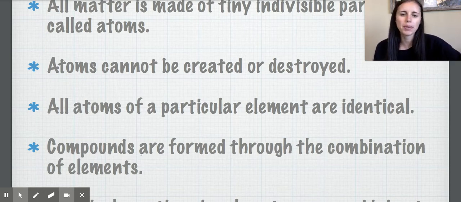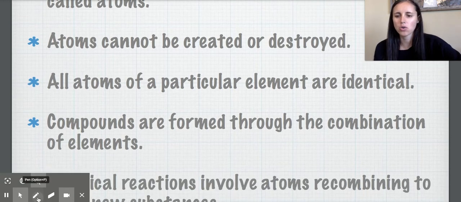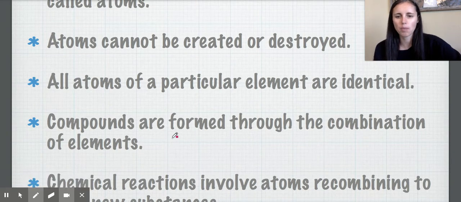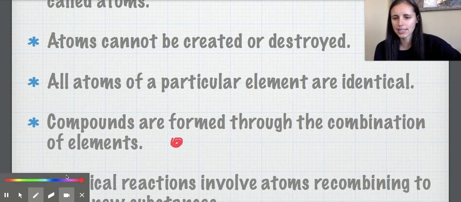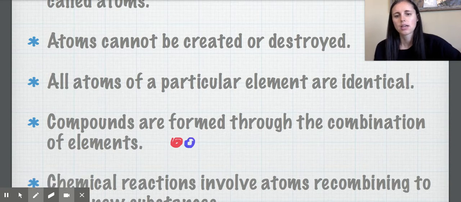He said that compounds are formed through the combination of different elements. So a compound we know is one or more atoms. So a compound you might have, let's say this is carbon. And then let's say that this is oxygen. So he said that a compound is actually going to form when you have 2 different atoms and you combine them together.